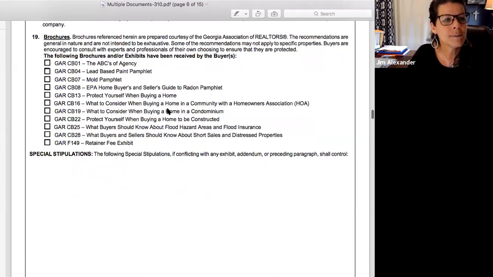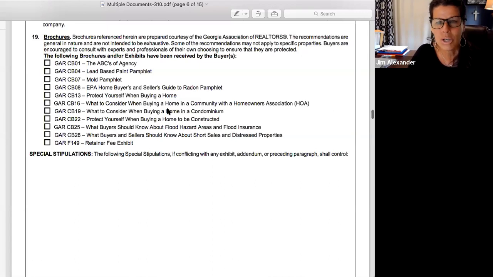There's the lead-based paint brochure, if the house was built prior to 78. If there's mold or radon, there's a good brochure on how to protect yourself when buying a home. That's very helpful. There's a brochure to give your buyers if they're buying a house in a community with an HOA. Very good information. If they're buying a condominium or new construction, there's probably a good 5 or 6 on here I would give every buyer client I was working with, just to be a CYA.